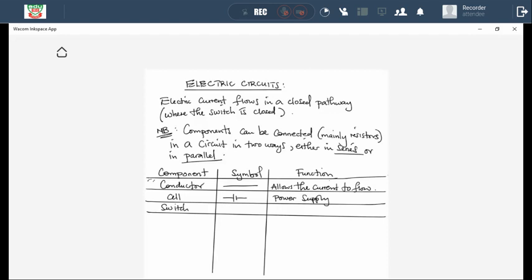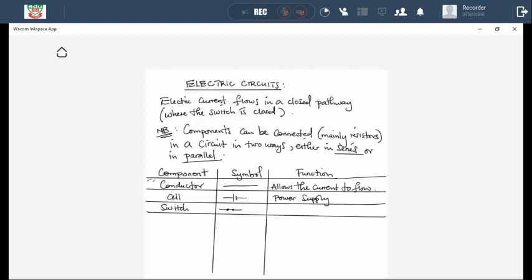Remember the previous statement that we made earlier on. We said electric current can only flow in a closed pathway. So what this means is it is the switch which can control whether current must flow or must not flow. So when the switch is closed, current can flow. When the switch is open, current cannot flow. So I'm going to represent a closed switch here, right? I'm going to represent a closed switch like that, right?